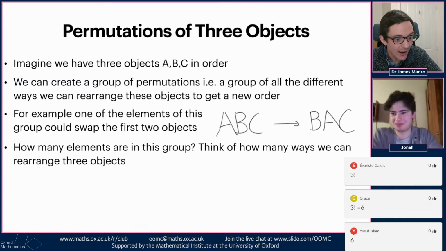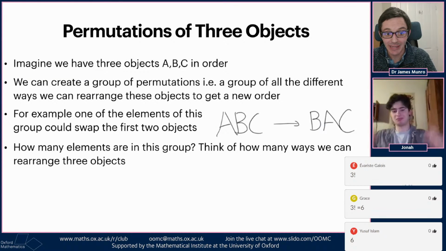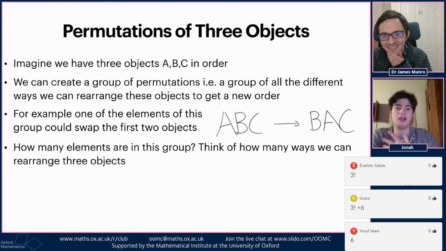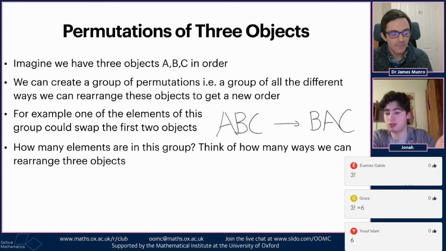People are saying 3 factorial or 6, or even Grace says 3 factorial equals 6. Both. People think there are 3 factorial permutations of these things. Yeah, that's exactly correct. We don't actually need to think of it as how many different ways we can rearrange these; we can just think of how many new orders are possible. Exactly 3 factorial: there are 3 possibilities for the first one, 2 for the second, and 1 for the third. So 3 factorial is the number of permutations of 3 objects.